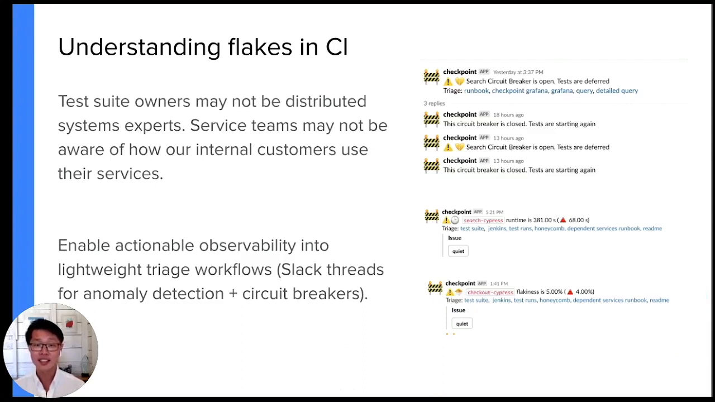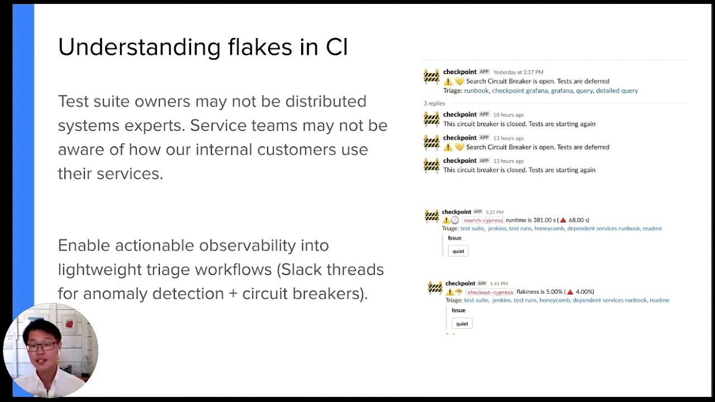A challenge we saw in CI is expertise in fuzzy service boundaries, especially when it came to services operated for internal use like dev or QA. A broken dependent service like search, or an upgrade in a vendor's checkout library API, means that these tests will start to flake for users in CI. While a full discussion of anomaly detection and circuit breakers is beyond the scope of this talk, I hope to share a few screenshots of how we were able to build the glue for service and automation teams to have discussions in Slack with observability.